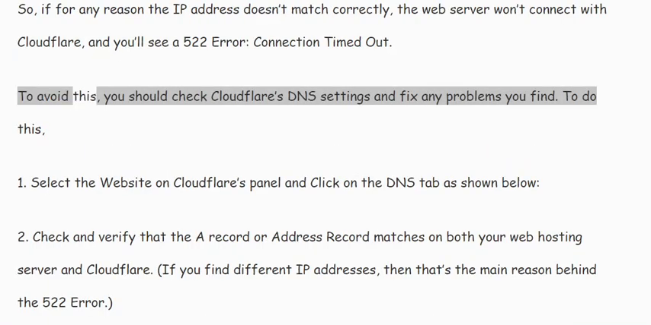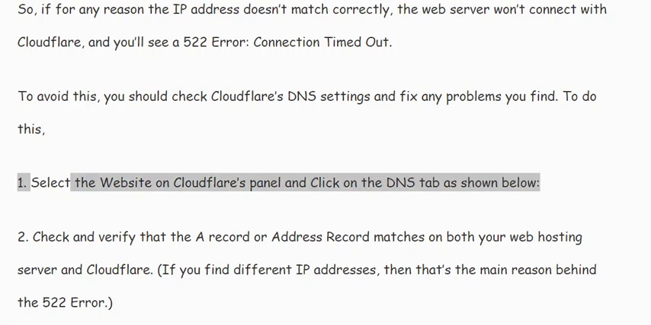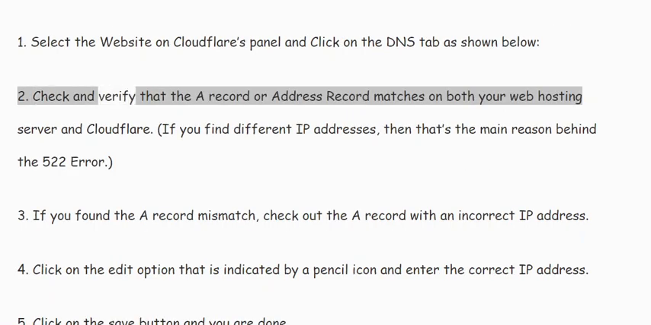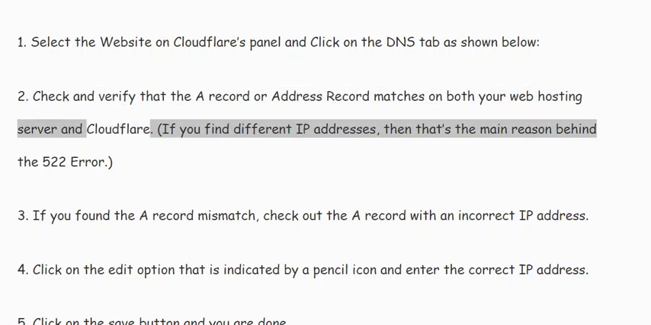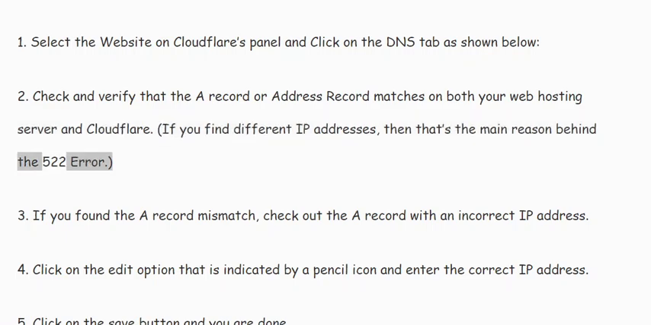To avoid this, you should check Cloudflare's DNS settings and fix any problems you find. To do this, 1. Select the website on Cloudflare's panel and click on the DNS tab as shown below. 2. Check and verify that the A record or address record matches on both your web hosting server and Cloudflare. If you find different IP addresses, then that's the main reason behind the 522 error.